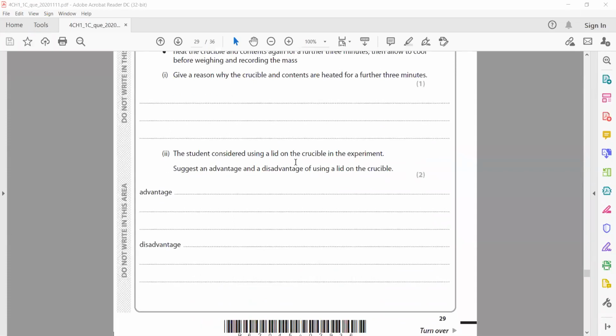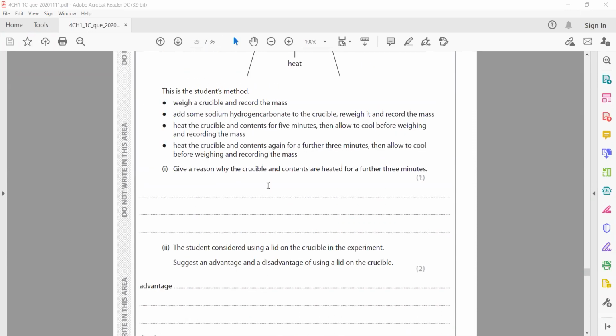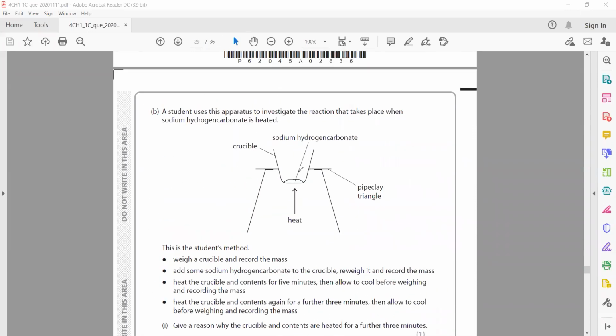The student considered using a lid on the crucible. Suggest an advantage and a disadvantage of using a lid. So the advantage of using a lid: when we are heating a solid, it will keep the heat, it will trap the heat. The second advantage is that it will prevent the loss of solid by spitting. The solid, due to heat, might decompose and spit out from the crucible, so the lid protects against that.